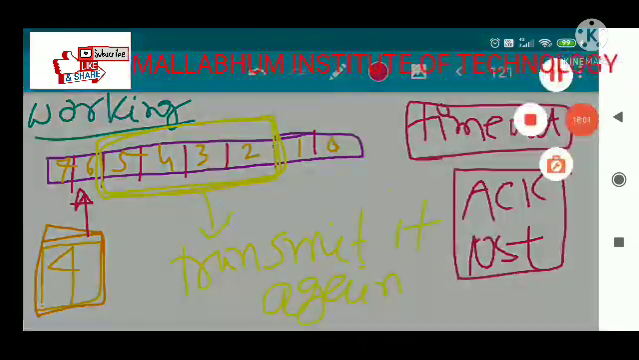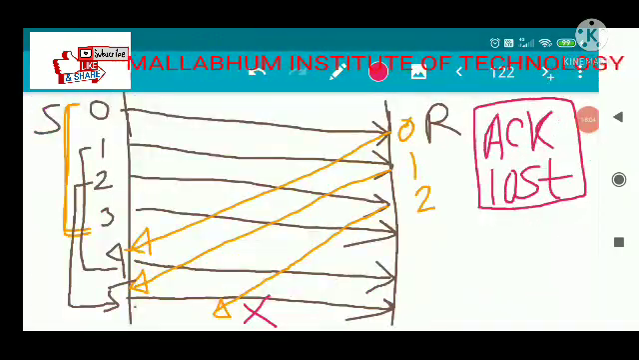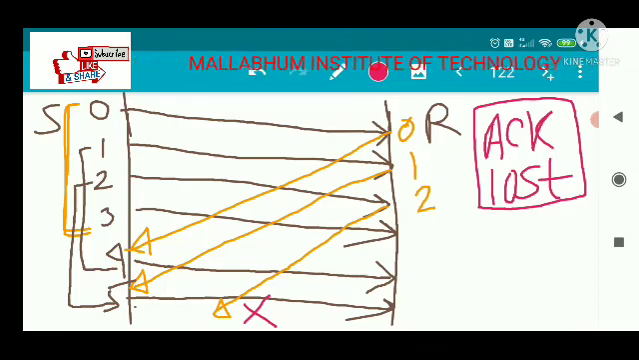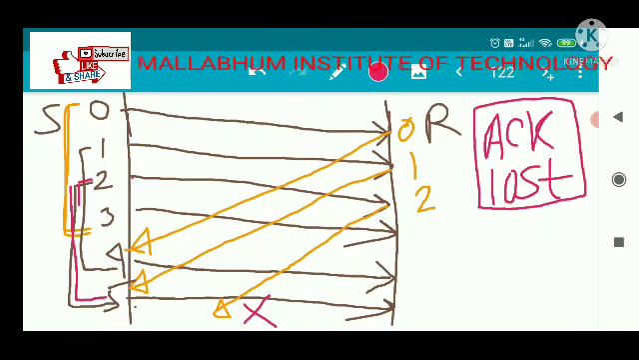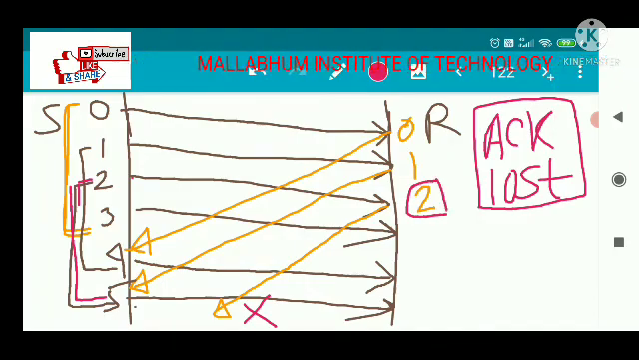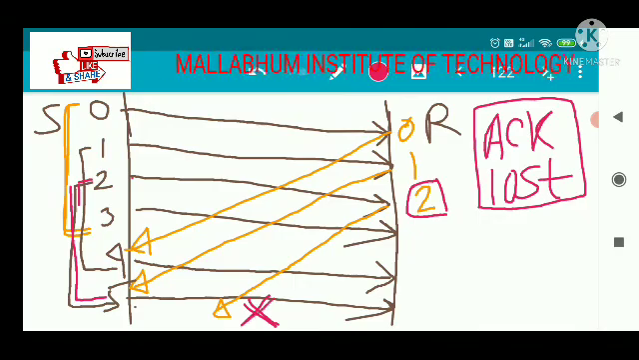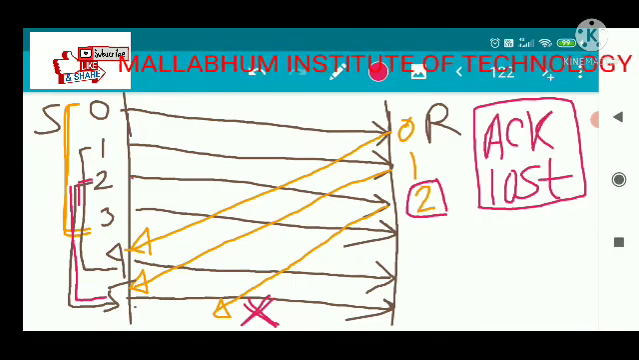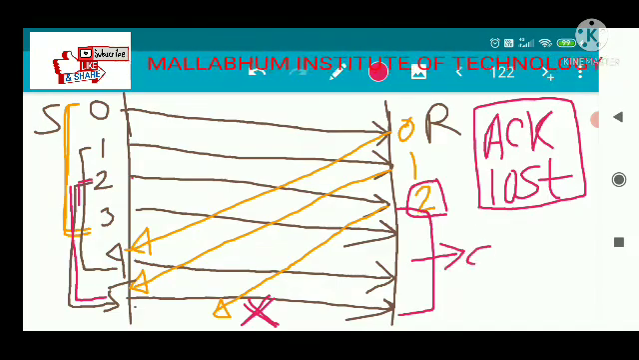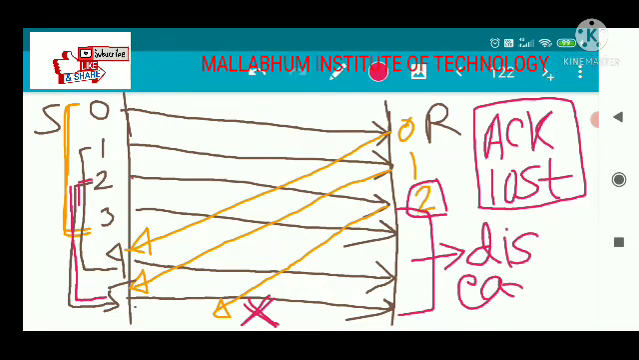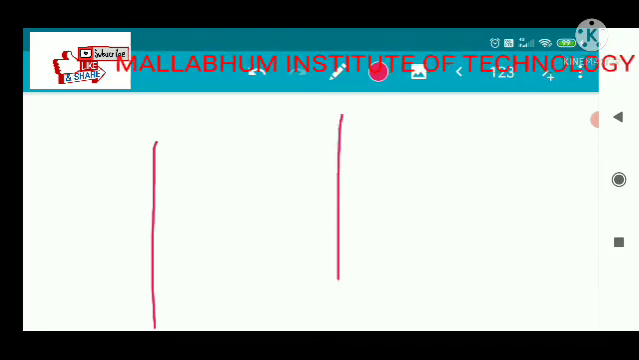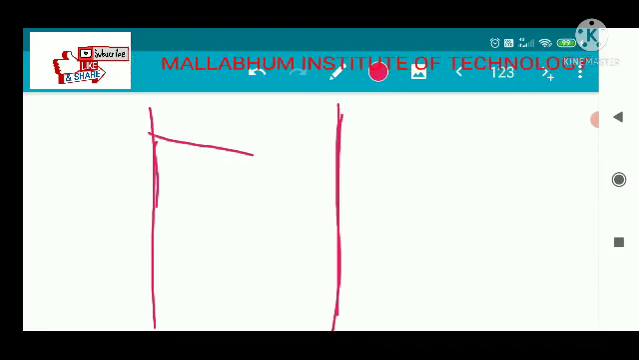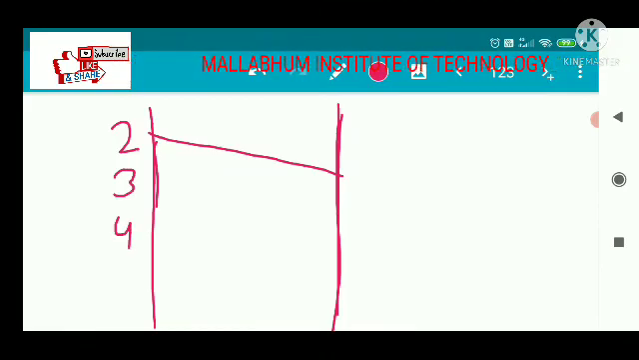So it will again go back to this frame. The receiver has discarded all this, as the acknowledgement for frame number 2 is not received. So it will discard this 2 to 5. The receiver will discard all this window size data, and the sender will again send from 2 to 5.